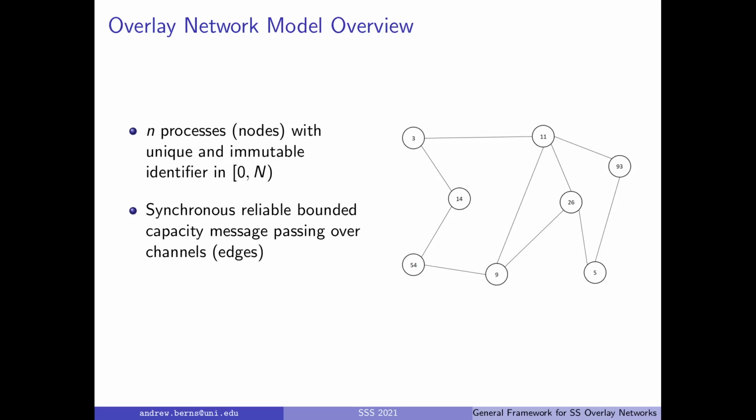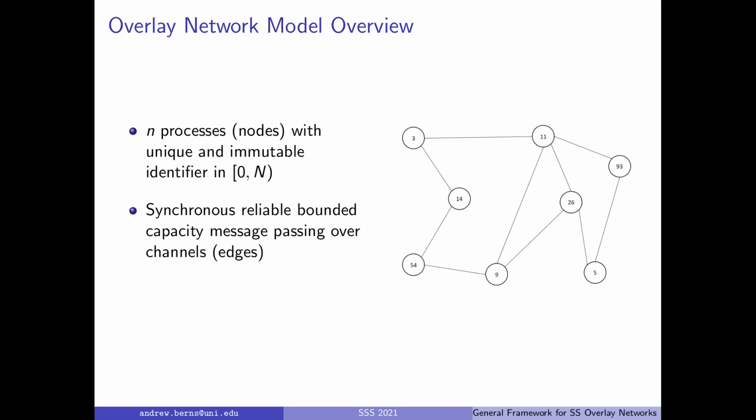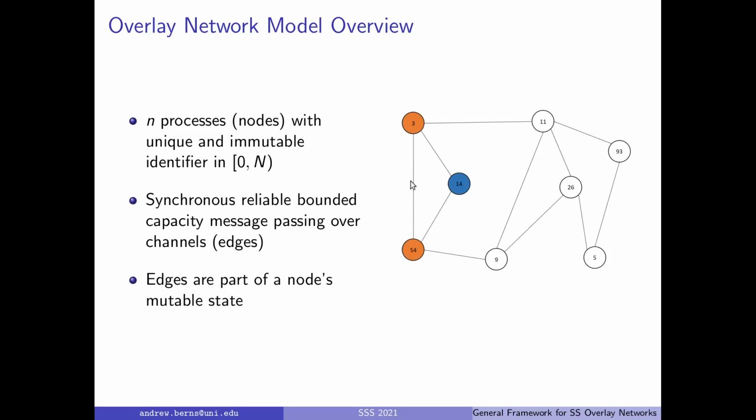Remember, communication happens over logical links. Therefore, I can add and delete these logical links using program actions. So these edges become part of a node's mutable state. If we take a look at this example, node 14 is connected to both node 3 and node 54. Node 14 could perform an introduction that would then add the edge between 3 and 54, and now 3 and 54 are immediate neighbors. They went from 2 neighbors to immediate neighbors.